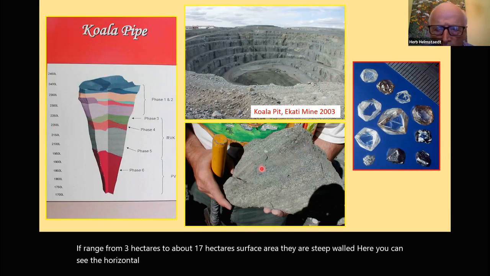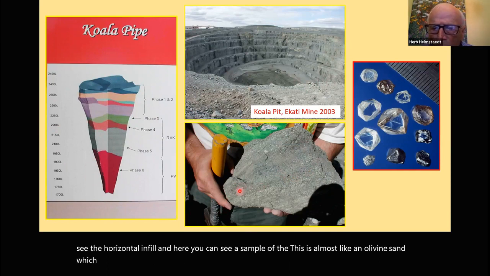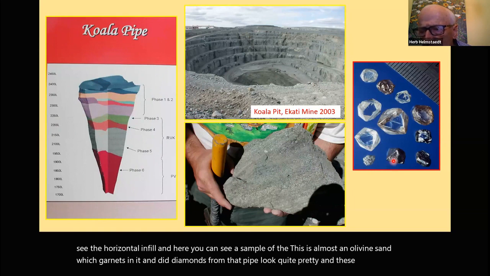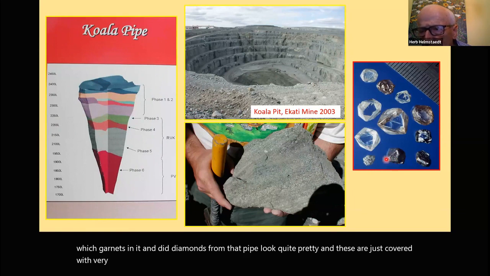And here you can see a sample of this, almost like an olivine sand with garnets in it. And the diamonds from that pipe look quite pretty. And these are just covered with very thin fibrous coatings.